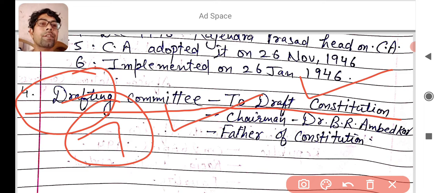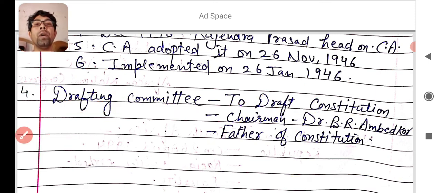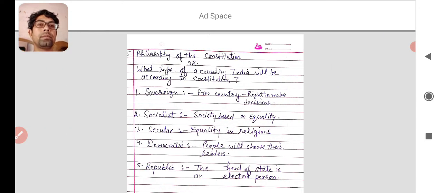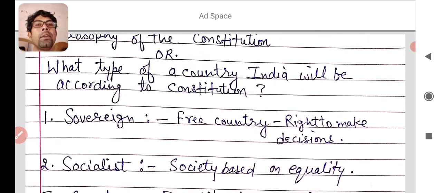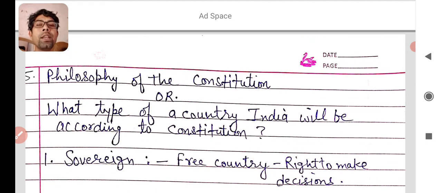And next, Dr. B.R. Ambedkar was head of the drafting committee, and that's why he prepared the major draft of the Indian Constitution, and he was known as the father of the Indian Constitution. I hope you learned the major 2-3 points related to the drafting committee. I hope you are enjoying today's session and learning very easily.